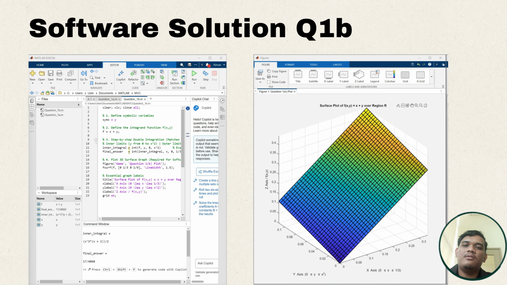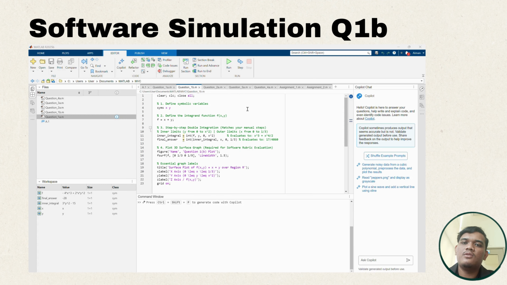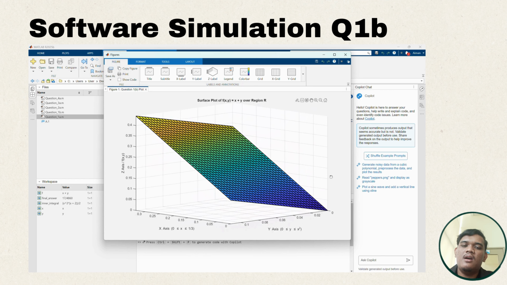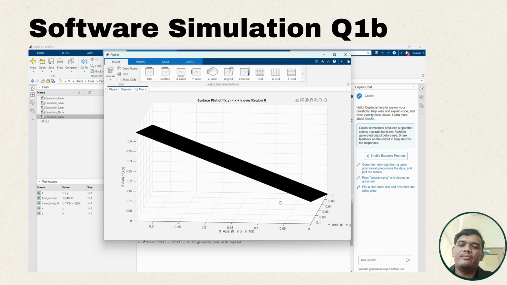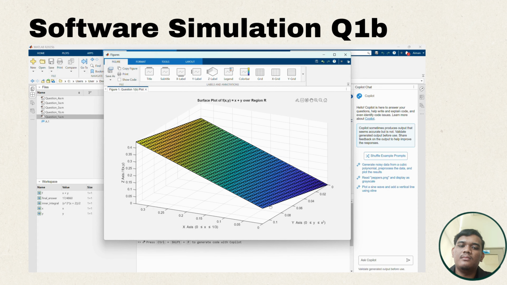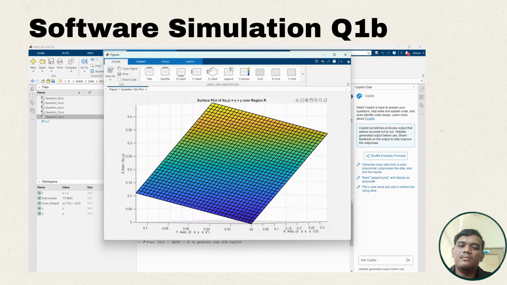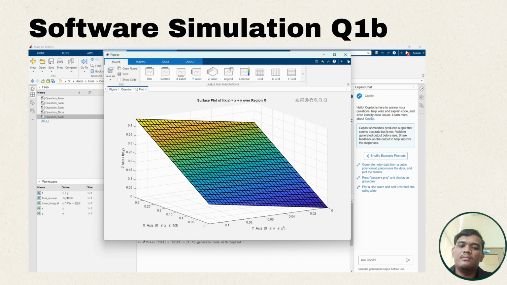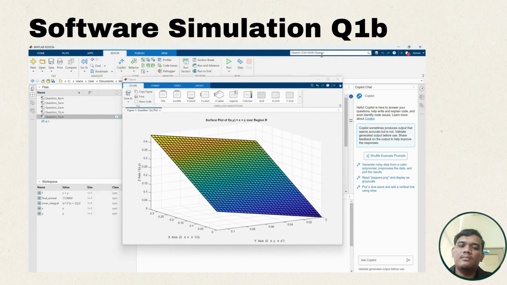Next, you can see the 3D graph we get in question 1B. My next slide is the software simulation in Q1B. You can see the simulation and how we get the graph in Q1B.